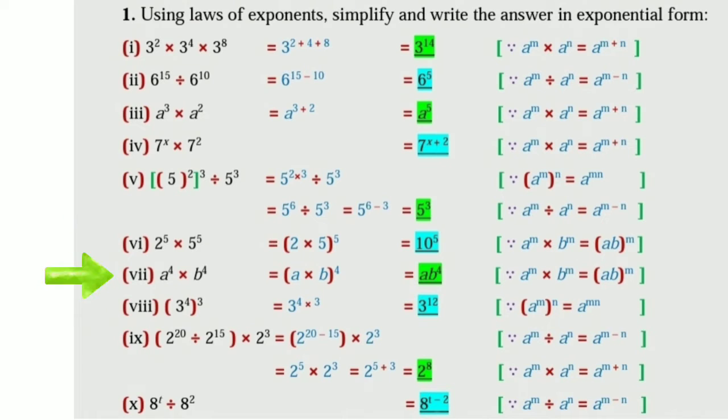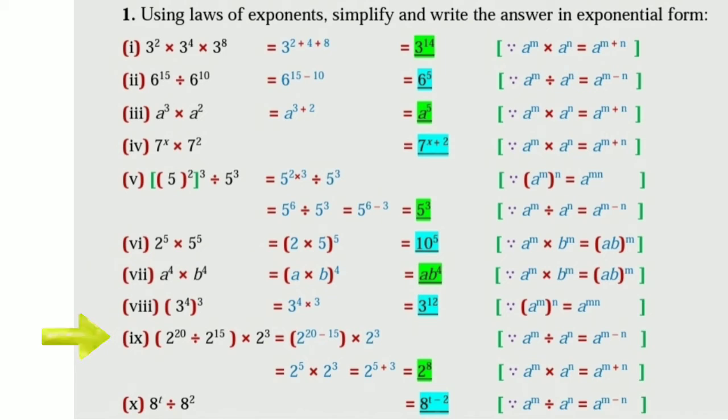Seventh, a raised to 4 into b raised to 4 is equal to a into b the whole raised to 4, that is ab raised to 4. Here the formula used is a raised to m into b raised to m is equal to ab raised to m. Now eighth one, 3 raised to 4 the whole cube is equal to 3 raised to 4 into 3, which is equal to 3 raised to 12. The formula used is a raised to m raised to n is equal to a raised to mn.